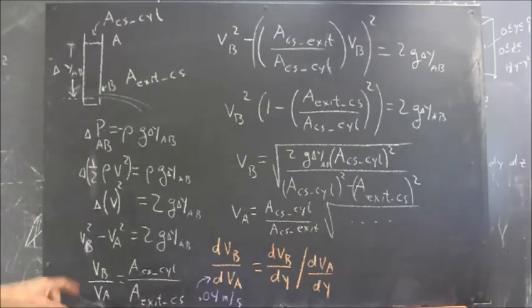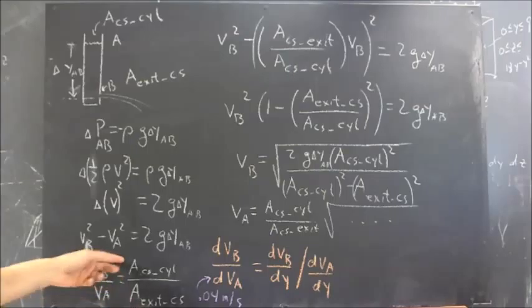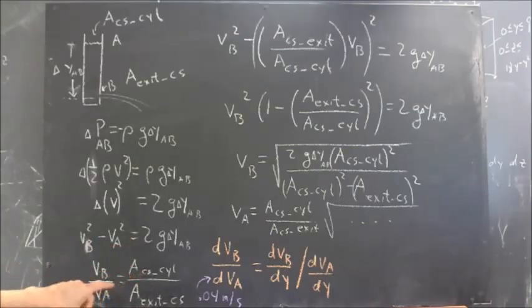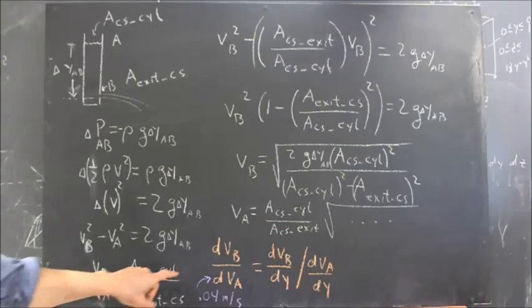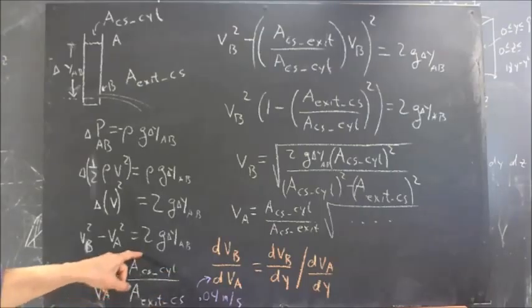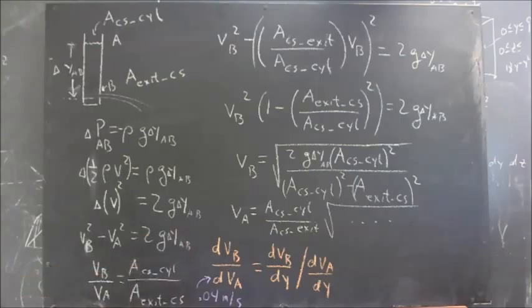We also know that the velocity at B divided by the velocity at A, by the continuity of the fluid, is just the ratio of the cross-sectional areas, where the cross-sectional area of the cylinder is in the numerator and the cross-sectional area of the exit hole is in the denominator. There's a very simple reason for that, so I'm not going to discuss it.